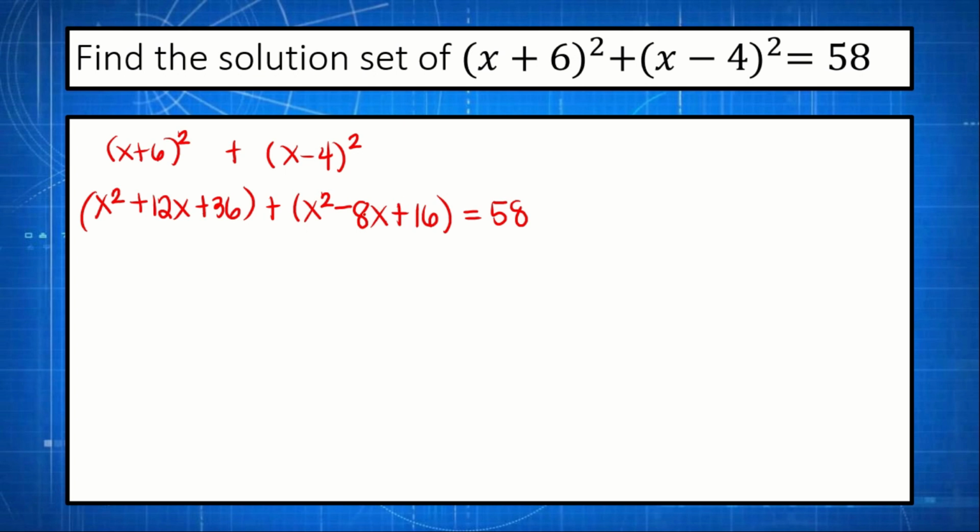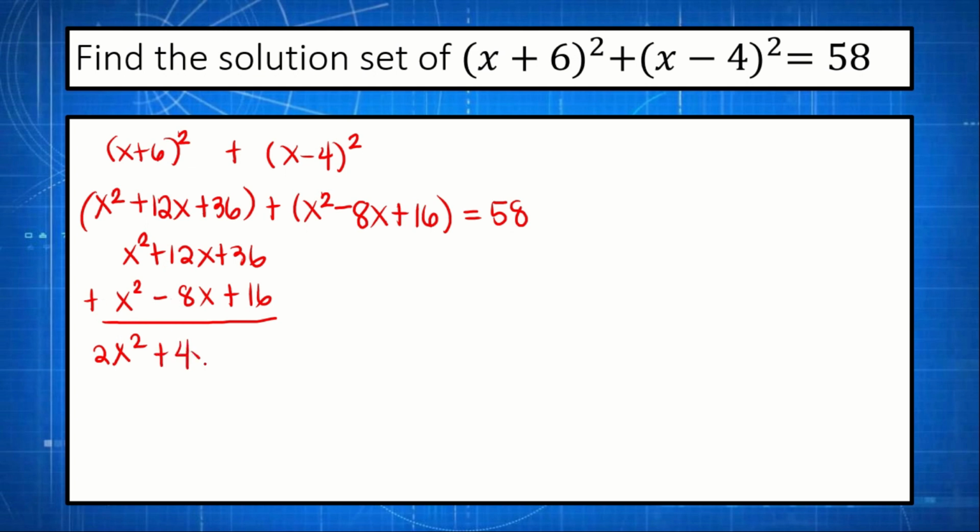Next step is we're going to combine similar terms. So I will just rewrite this in vertical form. So x squared plus 12x plus 36, added to x squared minus 8x plus 16. So x squared plus x squared, we have 2x squared. 12 plus negative 8, we have positive 4x. Then 36 plus 16, we have positive 52 is equal to 58.